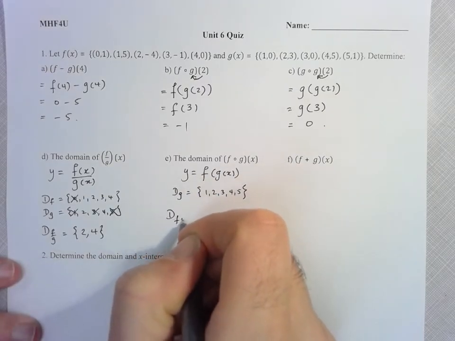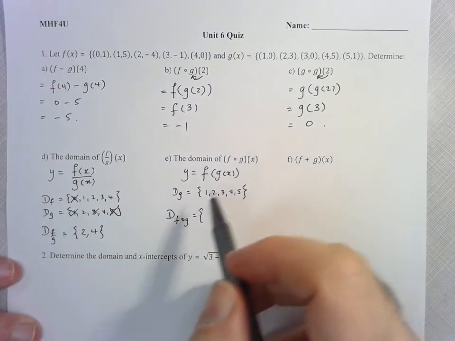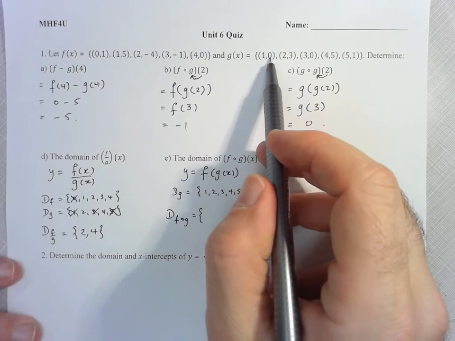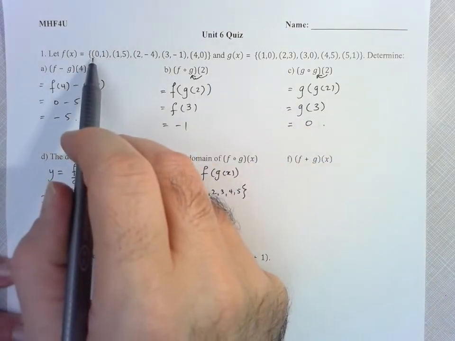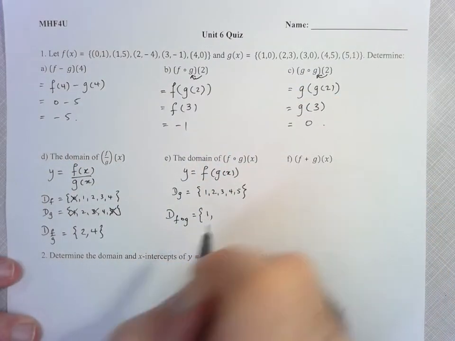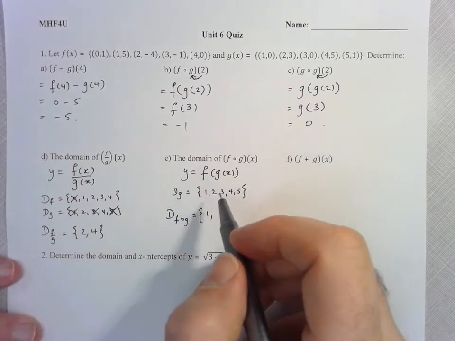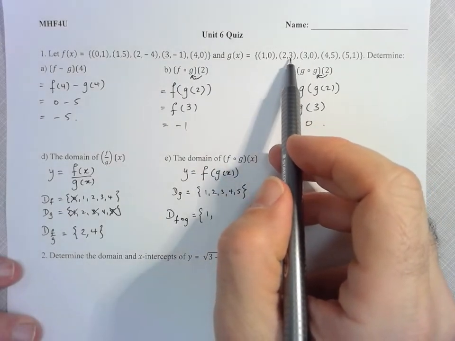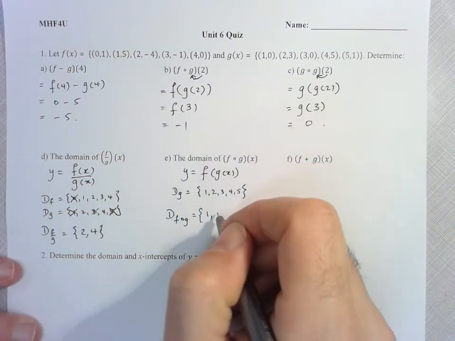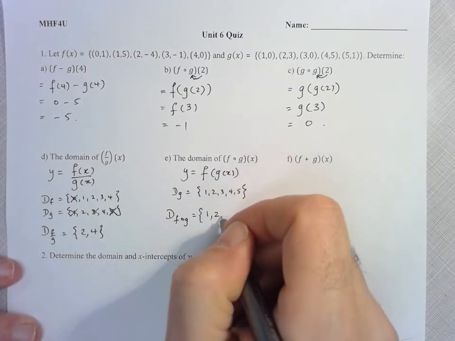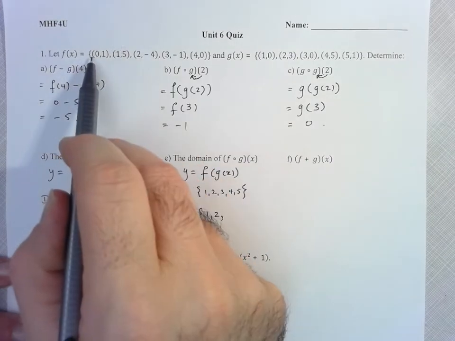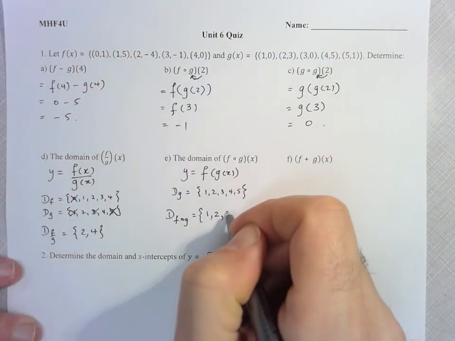So if we're looking for f circle g, we take each of these inputs one at a time. Let's take 1. g at 1 is equal to 0, and 0 is in the domain of f. So that means my original input of 1 is going to be in my domain. Let's check 2. 2 becomes 3, and 3 is in the domain of f. So x equals 2 is also in my domain. Let's check 3. 3 becomes 0. 0 is in the domain of f, hence we take 3.